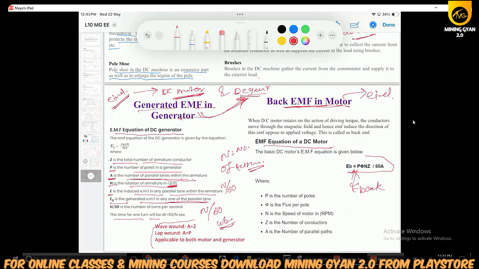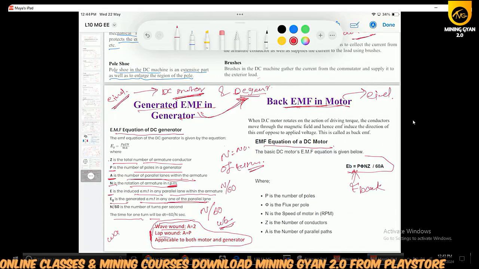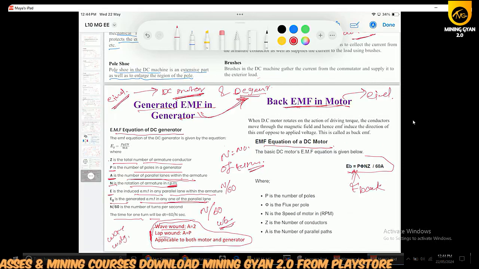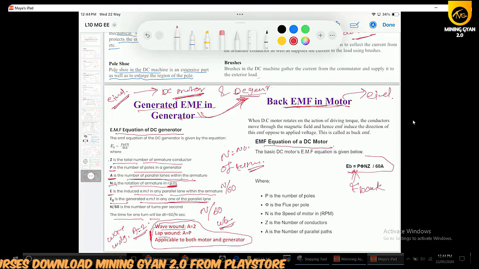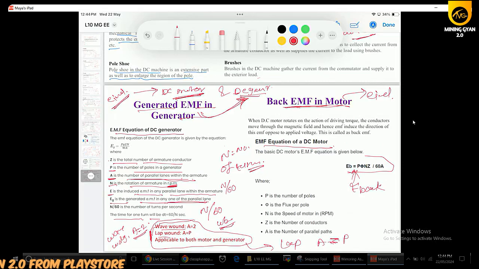Now in both cases, please remember this thing. In the question they can give wave type of winding or lap type of winding. In case of wave winding of the armature conductors, A will be 2, means the number of parallel paths will be 2. But in case of lap winding, the number of parallel paths will be equal to the number of poles inside the machine.